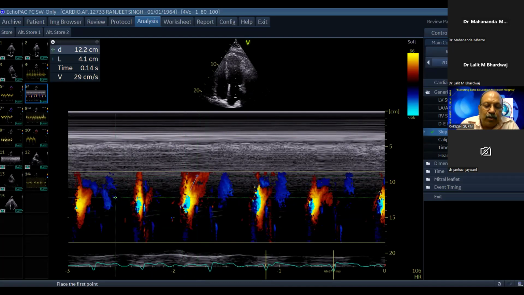We have to choose the pattern, because we have to wait till we get a clear pattern. This is only the A wave. We don't see the E wave here. Normally we'll see the E wave also.